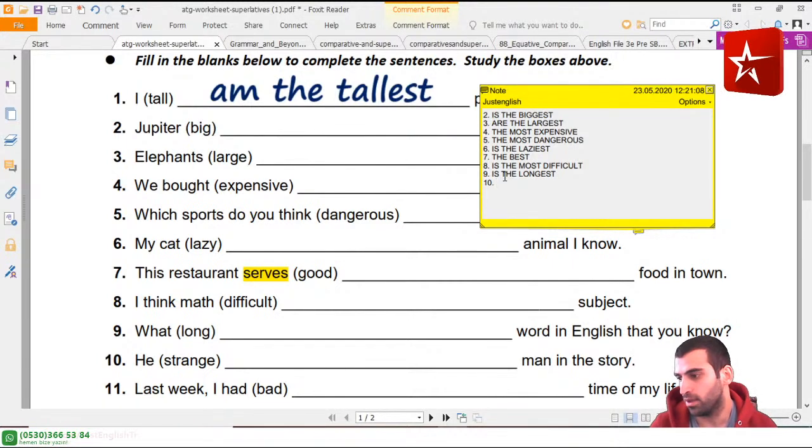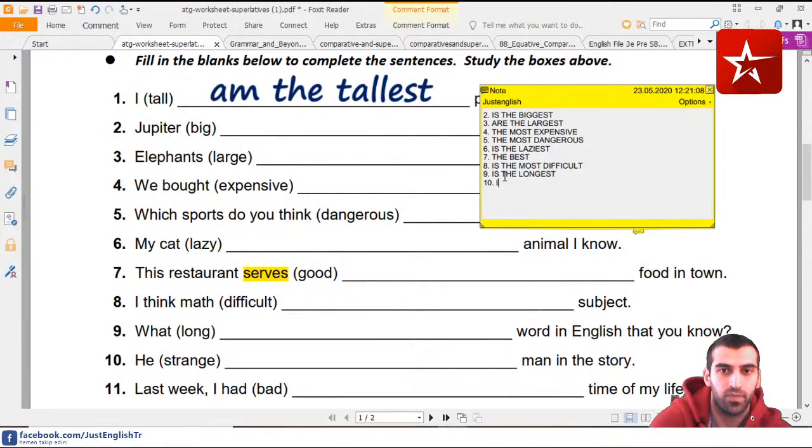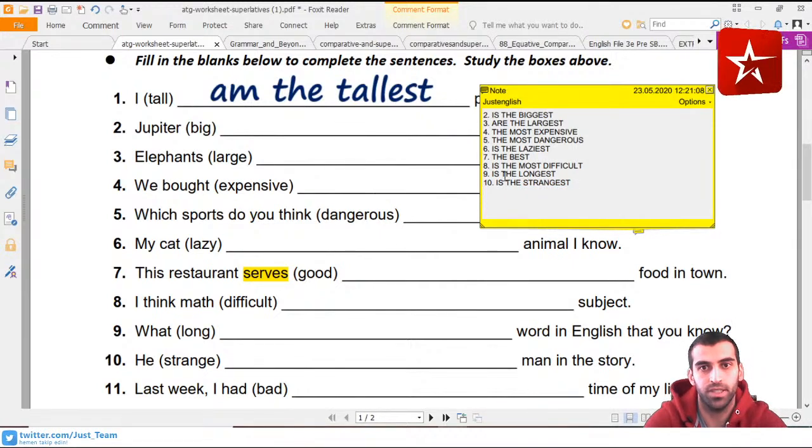Yes, the longest, not the most longer. No, it's not more longer. We have est, the longest. Okay, is the most strangest. If we have est, Mr. Halil Ozan, we don't need to use most. If we add est, we don't need to use most. Like number 10 is the strangest.